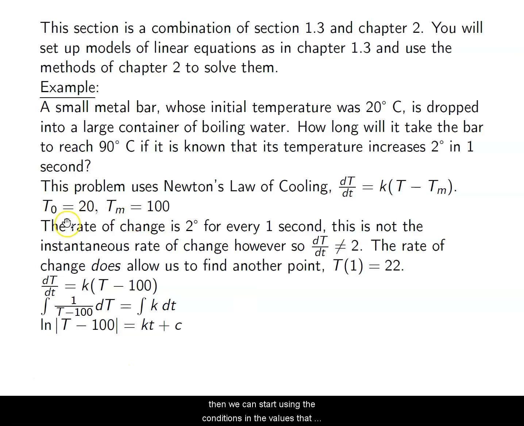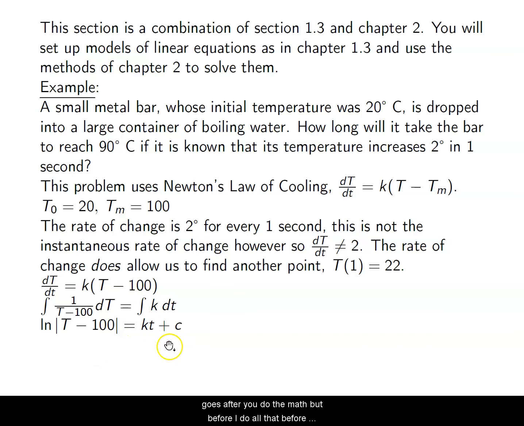And then we can start using the conditions and the values that we have to start solving for these unknown variables that I have. So I need 2 points here because I have 2 unknowns. That's why it's nice that I have some extra information to give me an extra point, because one of these will allow me to find C, and then using both those in conjunction I can find K, right? Or vice versa. We'll see how it goes as we do the math.